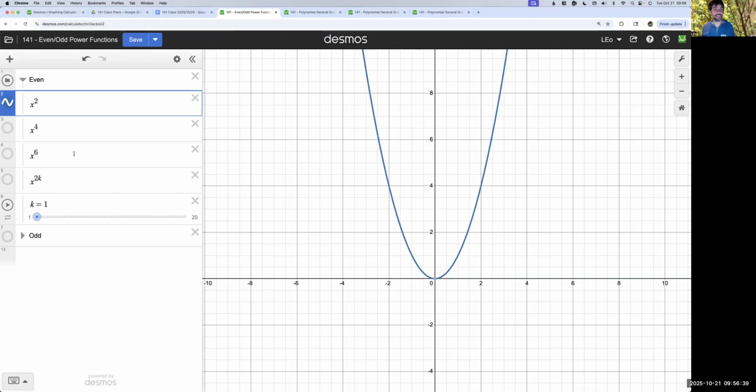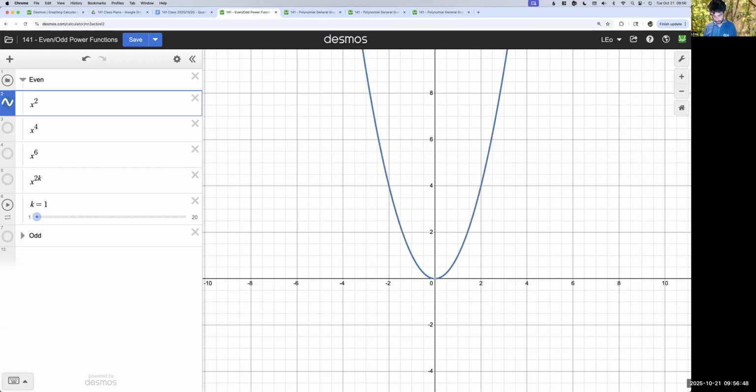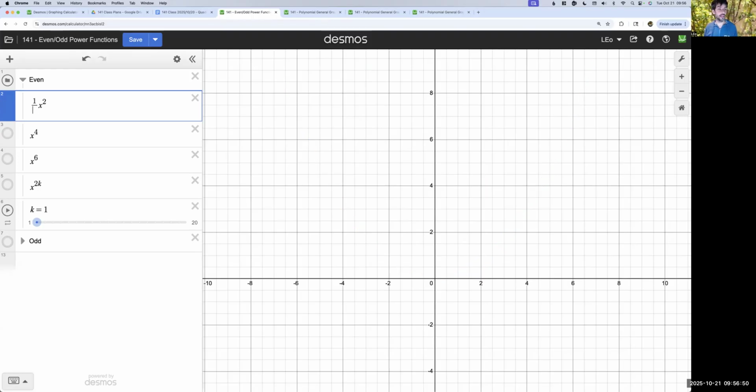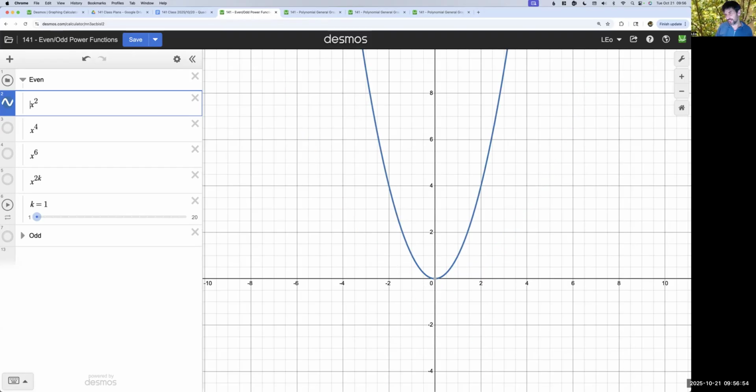While we can scale these, I'm not going to worry too much about the scaling. So that's that A term in the beginning, right? If I multiply this by 5, it gets taller. If I multiply it by 1/5, it gets wider. If I multiply it by a negative, it flips it over. So all the stuff from transformation still applies. But I think if we just look at the basic power functions, x squared, x to the fourth, and so on, we'll get the idea. And all the other stuff is just transformation.